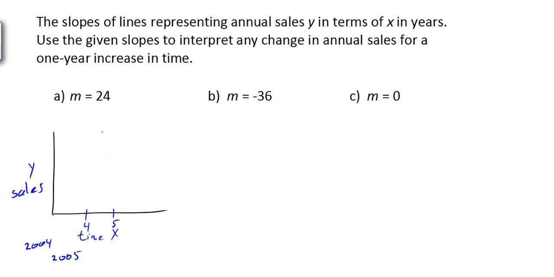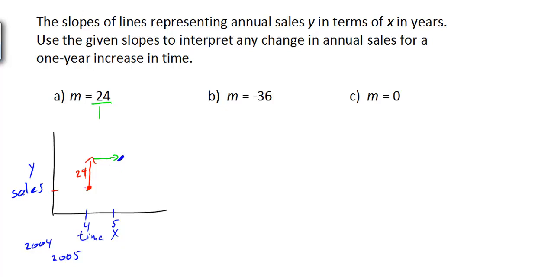Now they tell us that we have a slope of 24, and I'm again going to randomly pick a point. Let's say that our sales happens to be located right here in 2004, and then we have a slope of 24, so that means we're going to increase 24. That's our rise, and then the run is understood to be over 1, so we're going to go to the right 1, so that's 1 year, from 2004 to 2005. Then we want to determine what's happening as we go from one point to the next.